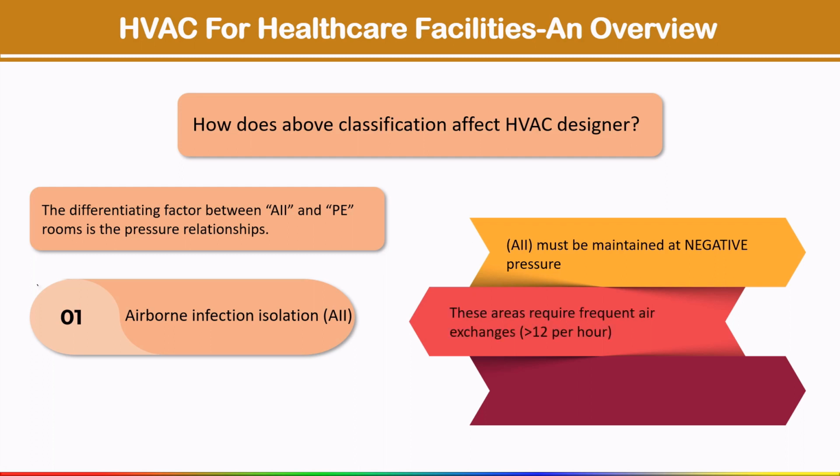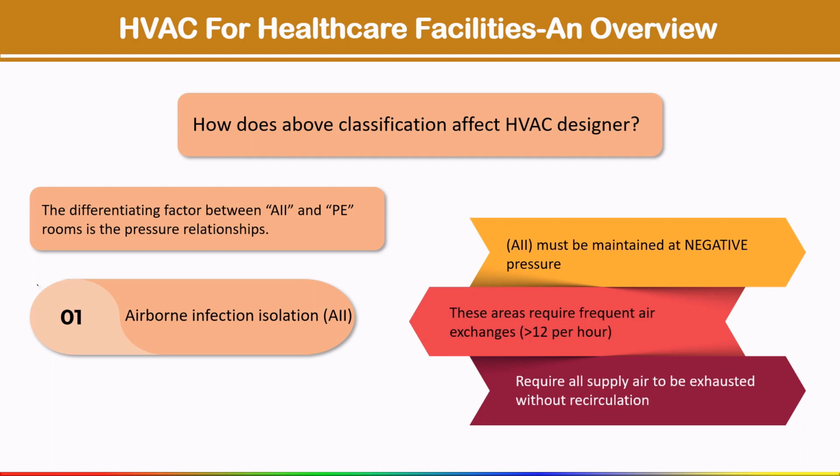Second, these rooms require frequent air changes, greater than 12 per hour. Air changes means in 1 hour we have to change the air, how many times? More than 12 times, to maintain the comfort environment inside this airborne infection isolation room.